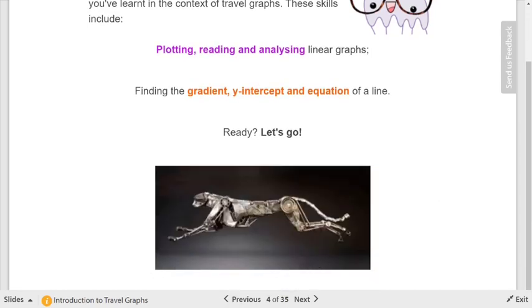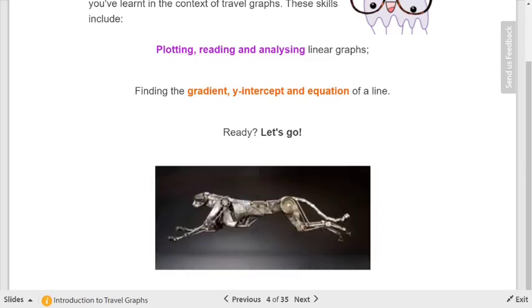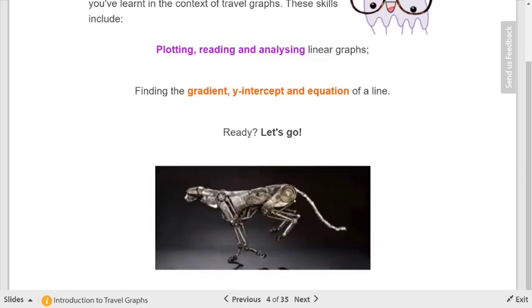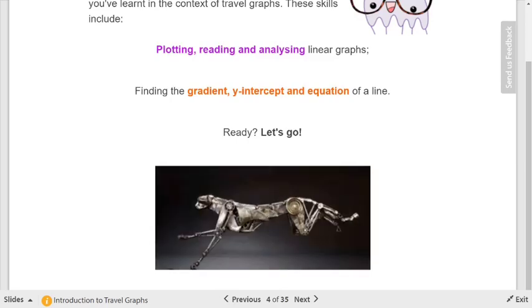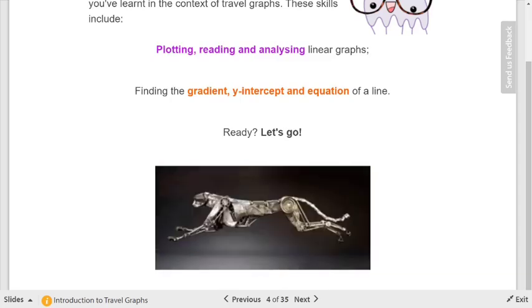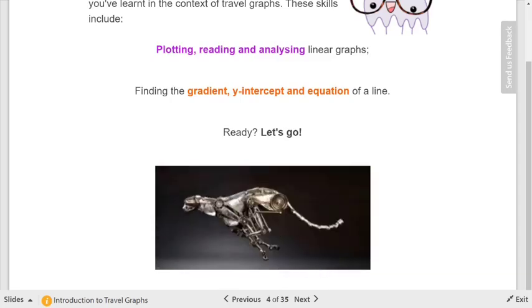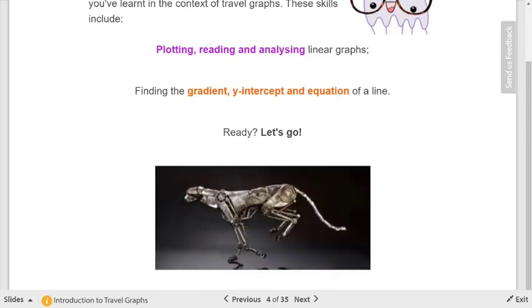So, remember what we've done so far. We've been dealing with plotting, reading, and analyzing linear graphs. What makes a graph linear? We just mentioned it a while ago. It's a straight line, right? But travel very seldom works in a straight line. Because even if you're walking to school, do you always walk exactly the same speed the whole time?